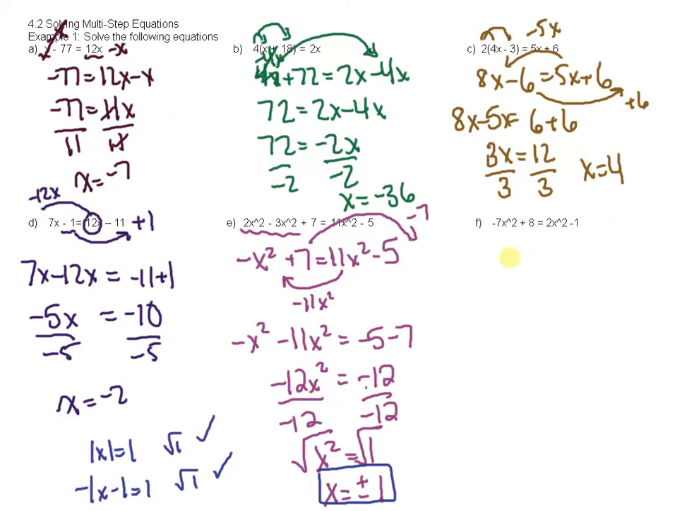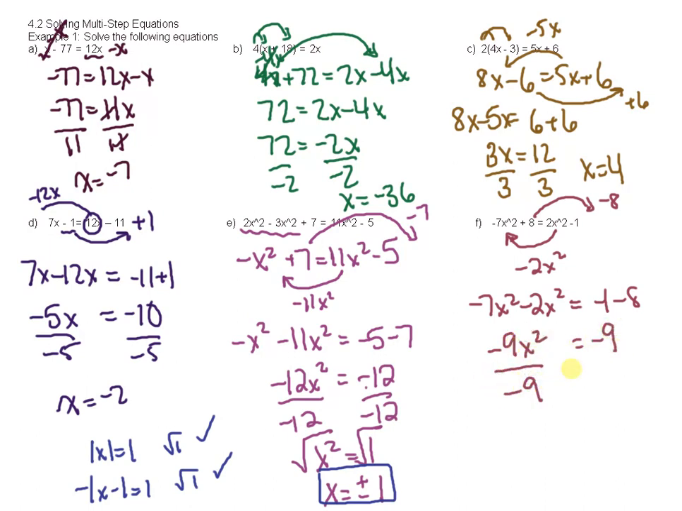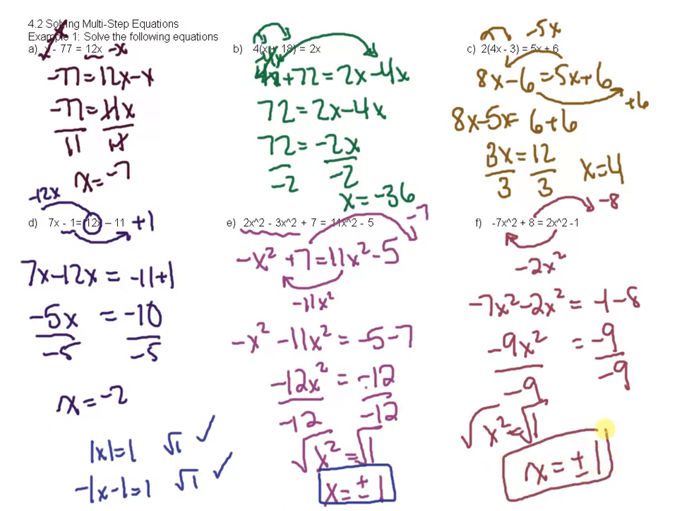Okay, and last one. Let's bring this 2x squared over, and let's bring this +8. That becomes -8. That becomes -2x squared. So we have -7x squared minus 2x squared equals -1 minus 8. Okay, I get -9x squared and -9. Divide out. x squared equals 1. Again, root the 1, and you get two answers, plus and minus 1.